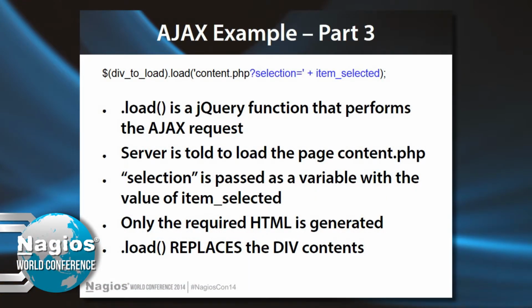So what will happen? .load is a jQuery function that performs the AJAX request. The server is told to load the page. This is everything I just said. And the important thing is .load replaces the div contents in this example. What I'm not showing you here is the same thing would have happened previously with the other example. When you click the button, it would show you the grape. When you click the button, it would show you the strawberry and so forth. But only the strawberry image would be downloaded when you click the button. They're not sitting there loaded, ready to go.